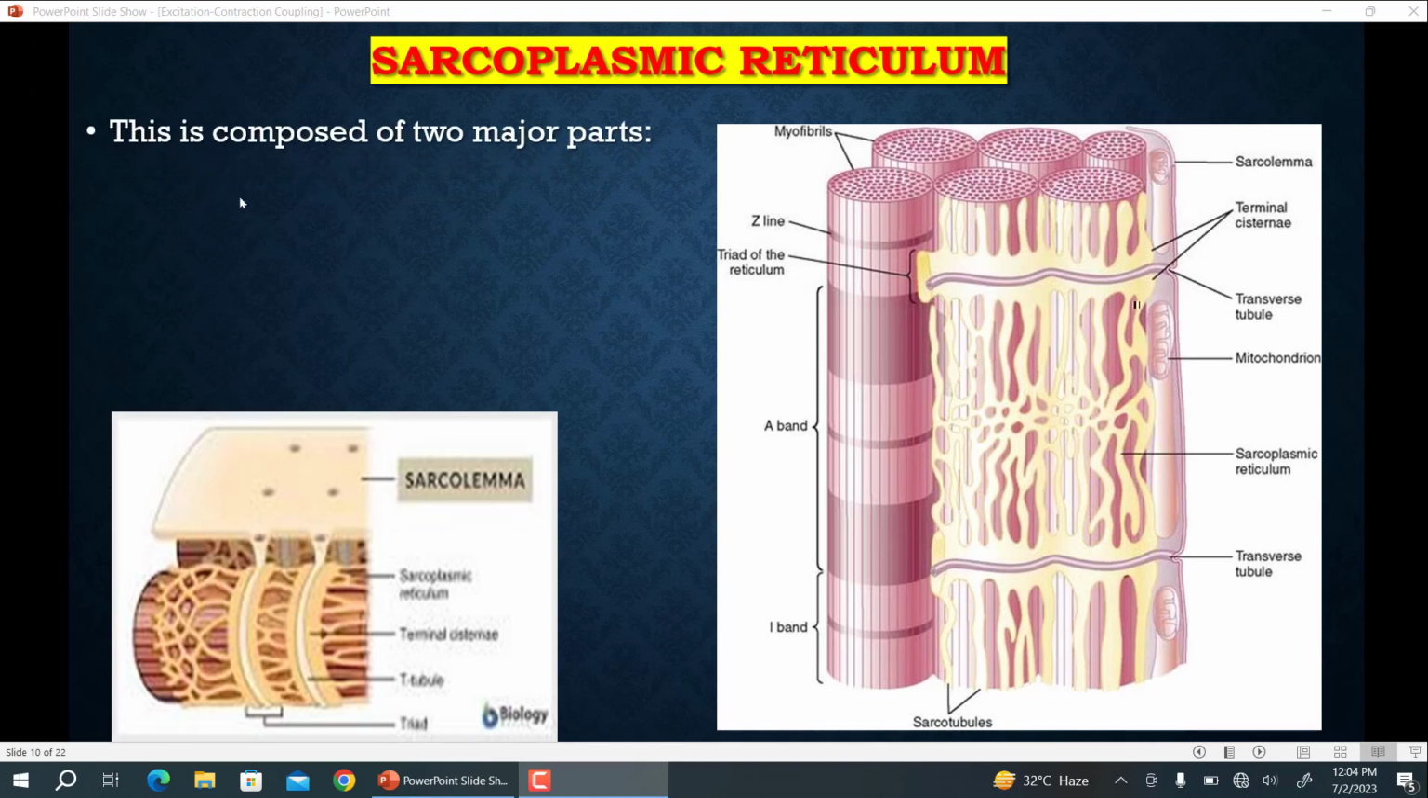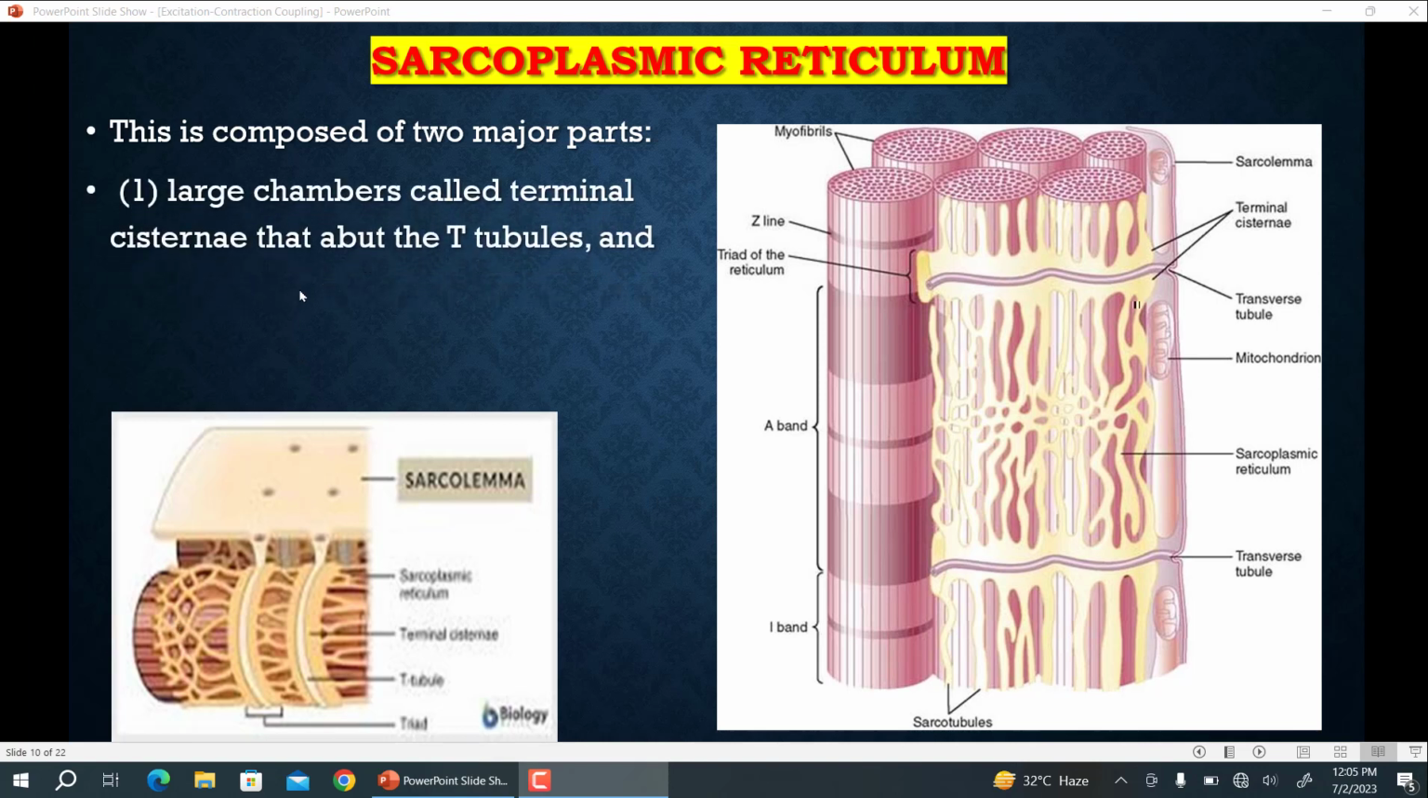The sarcoplasmic reticulum is composed of two major parts. The first is the large chambers called terminal cisternae that abut the T-tubules. Here you can see that they have cisternae, or chambers, in the area where they terminate near the T-tubules, in the proximity of the T-tubules.